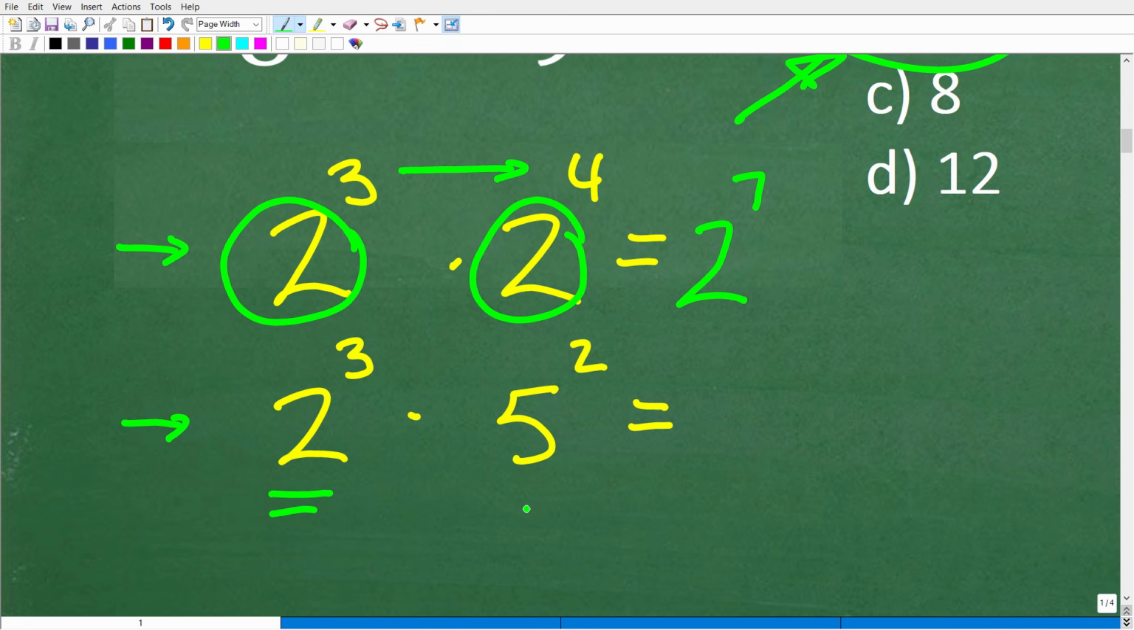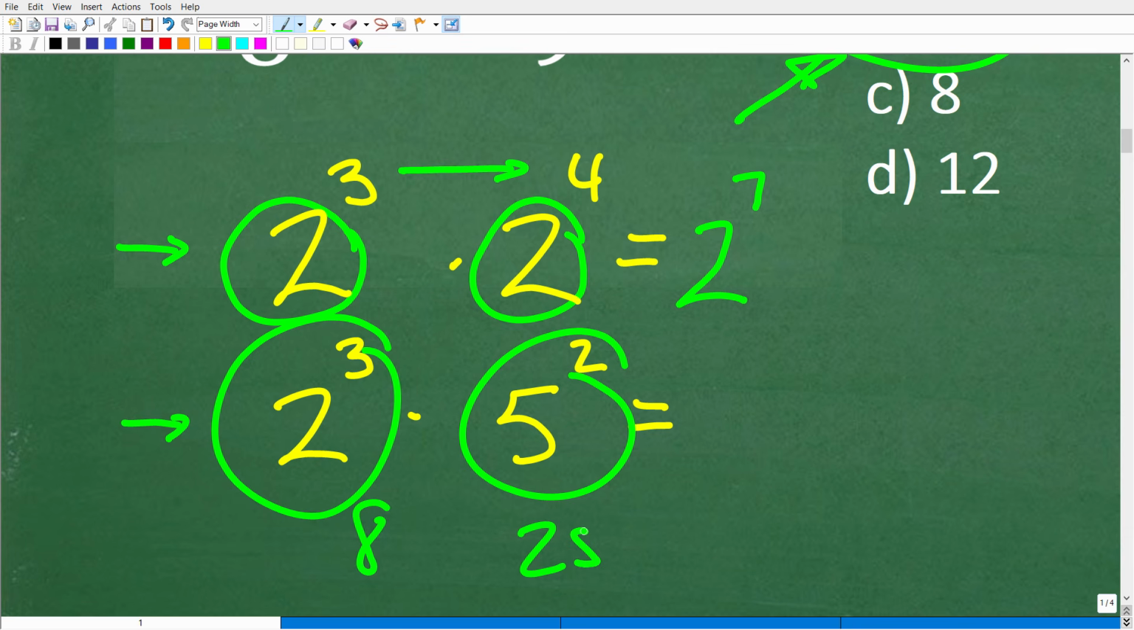Now, in this example right here, we cannot use the properties of powers and exponents because the bases are not the same. Okay, so basically we're just left with this expression right here, but we could certainly figure out the actual numeric value because 2 to the third is 8 and 5 squared is 25. So we could do that number crunching and get our actual value here.